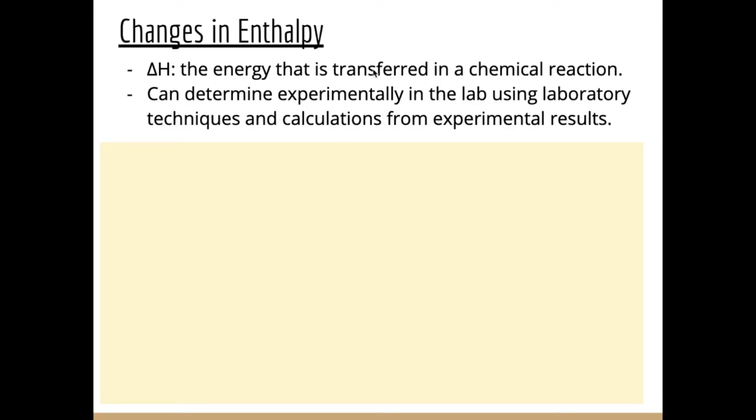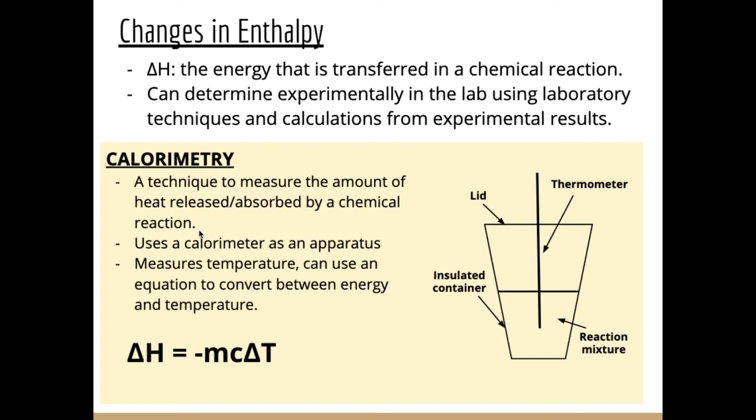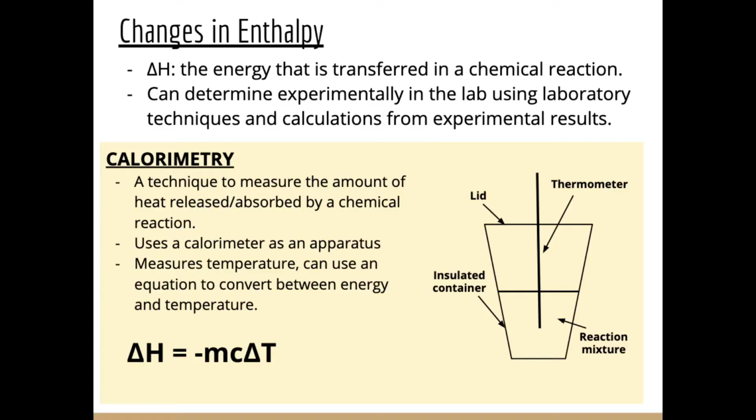But just to recap, delta H is the energy that is transferred in a chemical reaction. We can determine it experimentally in the lab using laboratory techniques and calculations from experimental results. So we have this technique called calorimetry, which uses a calorimeter, fancy that. It's a technique to measure the amount of heat released or absorbed by a chemical reaction. And what it does is it measures the temperature change of a reaction, and then we can use the relationships between energy and temperature and a few calculations to determine the enthalpy change for that reaction, whether it's a combustion reaction or a neutralization or whatever it is.